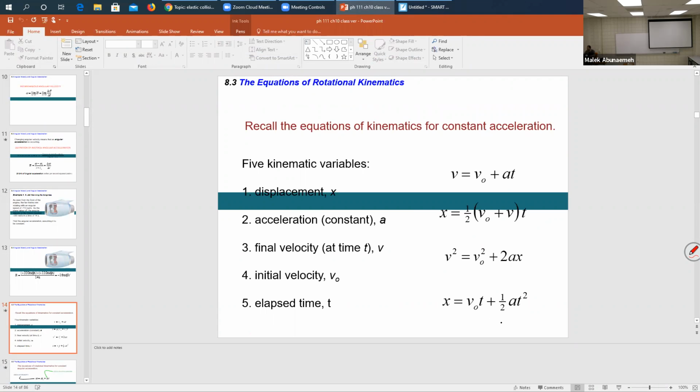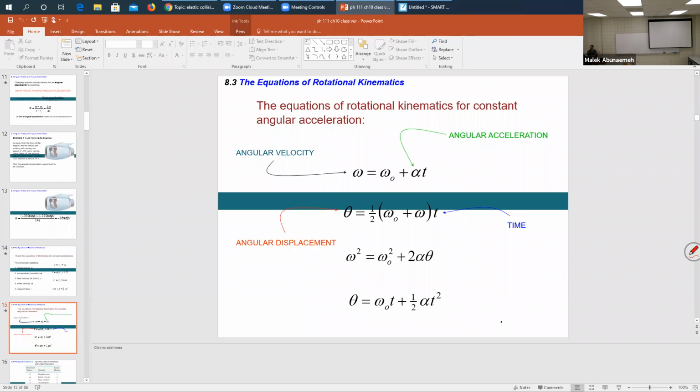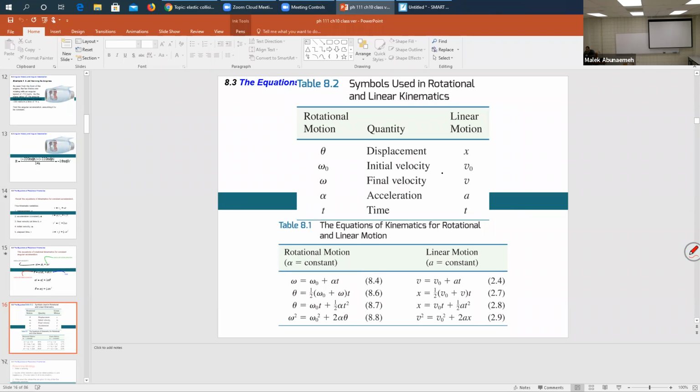That's the 5 kinematic variables that we have, and changing them in there, you get your angular displacement, your angular velocity and your angular acceleration. Now your arc length again equals r theta. S equals r theta, right?